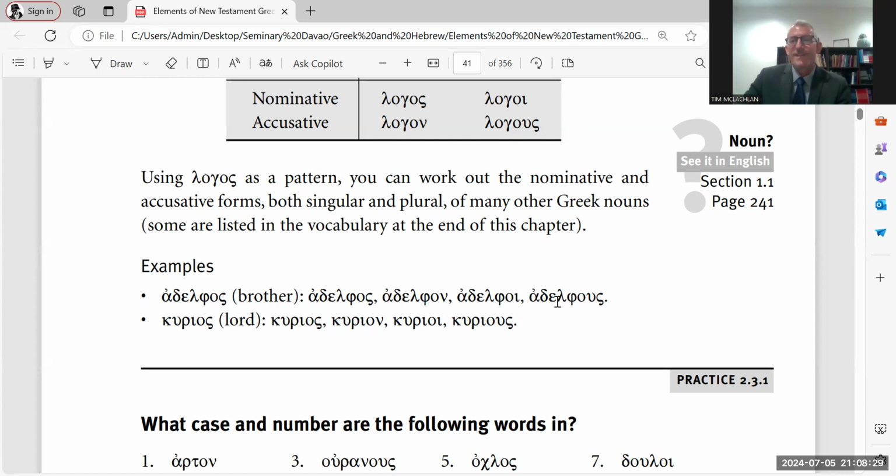Adelphus, because they become the object of your love. Okay, you could say the brothers love me. See, now you have to use the omicron iota ending. That's the subject. The brothers are now doing the action. You say, my brothers love me.